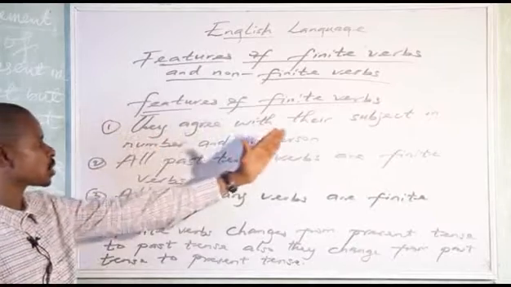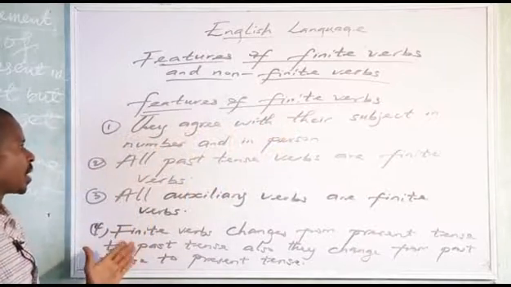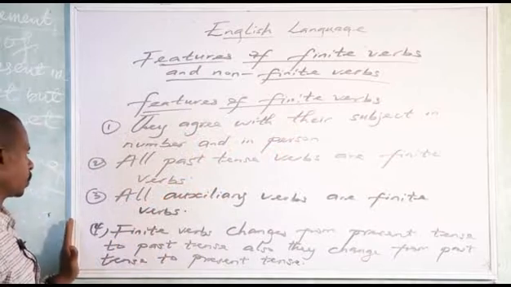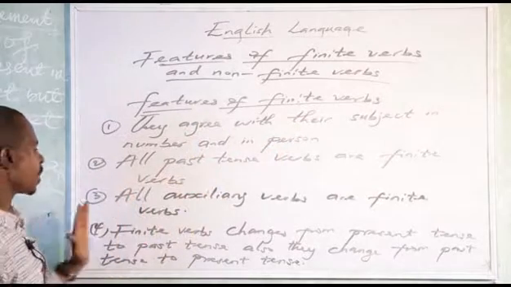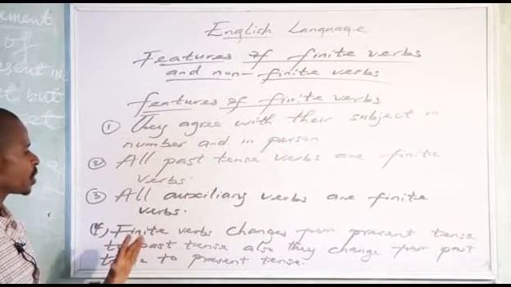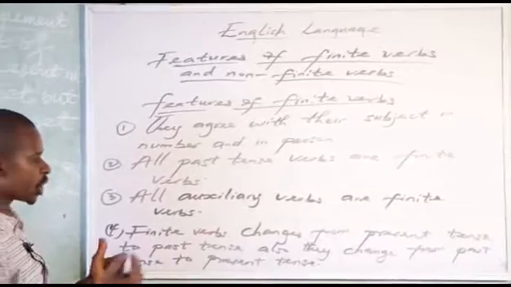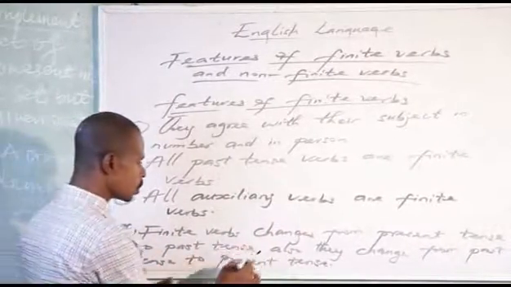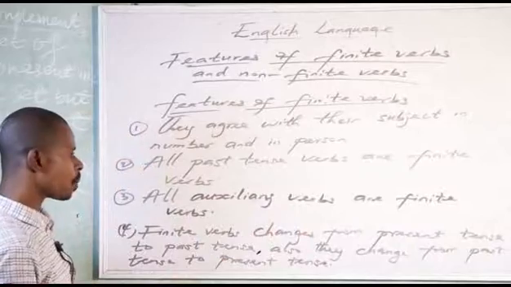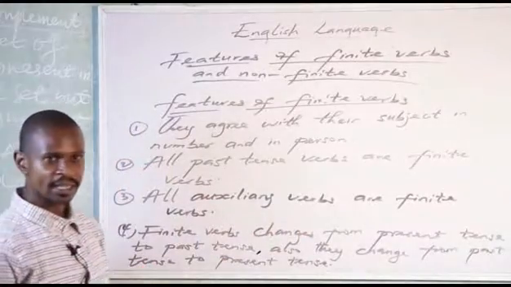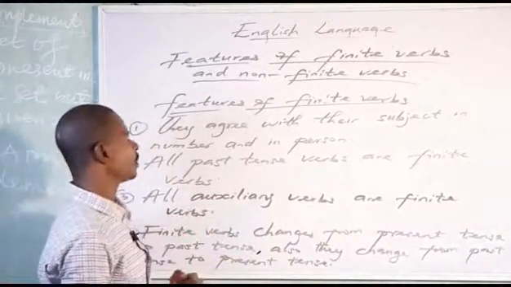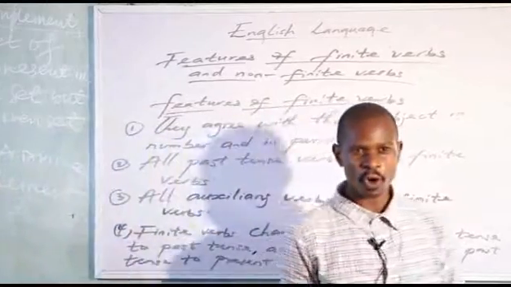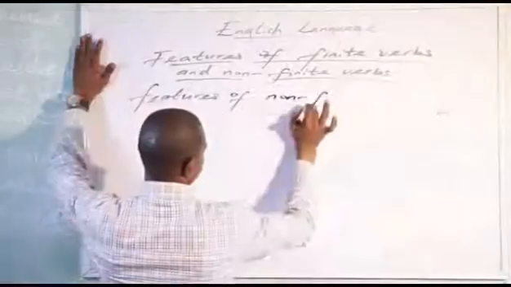Number 1, they agree with their subject in number and in person. Number 2, all past tense verbs are finite verbs. 3, all auxiliary verbs are finite verbs. 4, finite verbs change form. That is, they can change from present tense to past tense. Also, they change from past tense to present tense. Okay, now let's proceed. Let us look at the features of non-finite verbs.